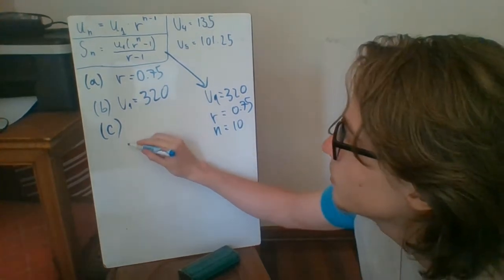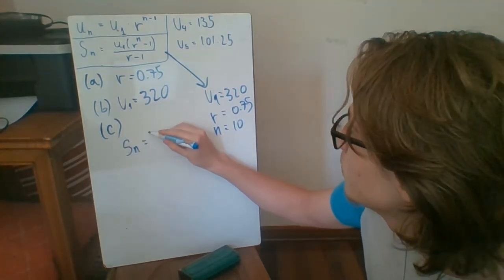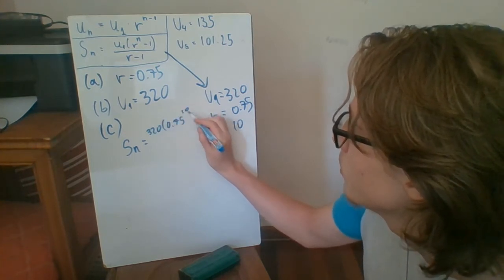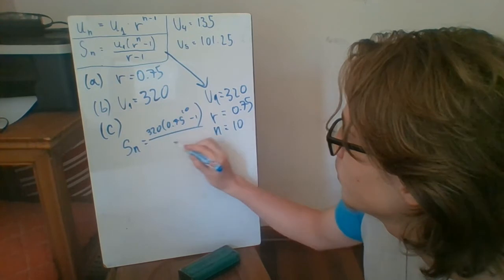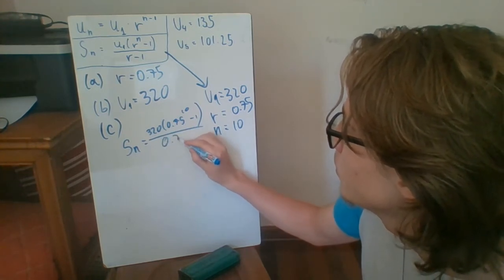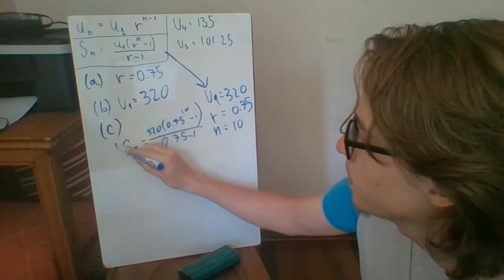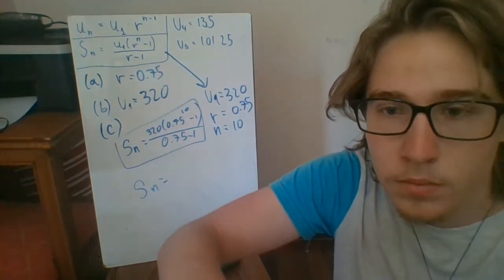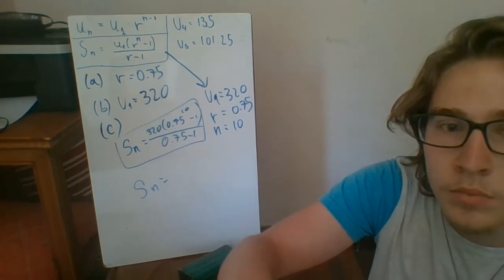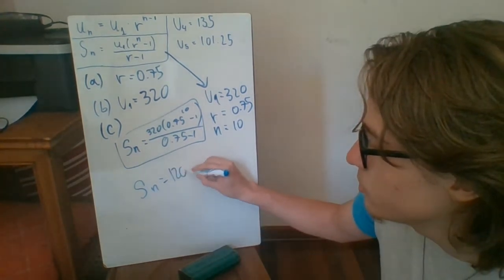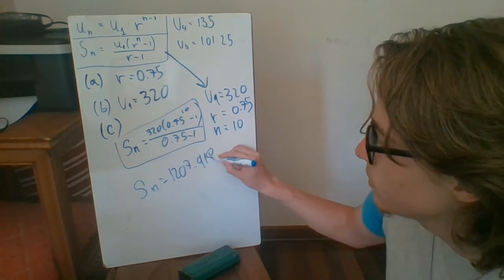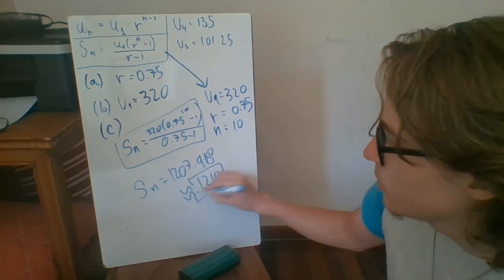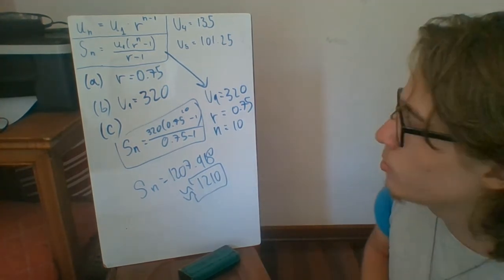So if you plug in, this should give you 1,207.918, which you can round up to 1,210. So those are all three parts of the problem.